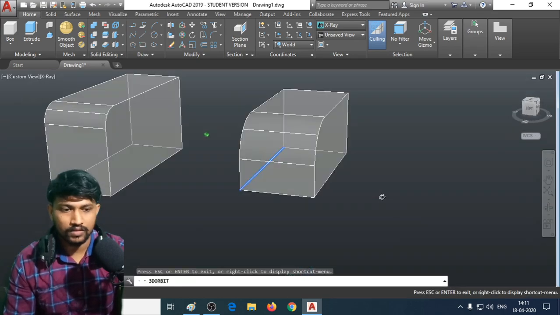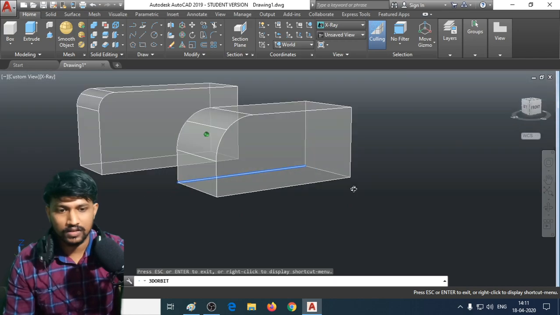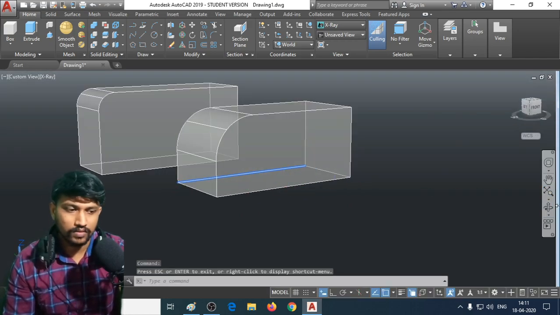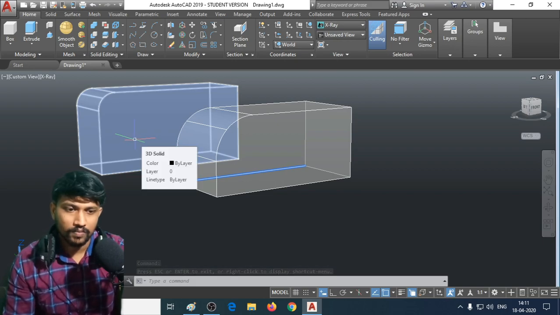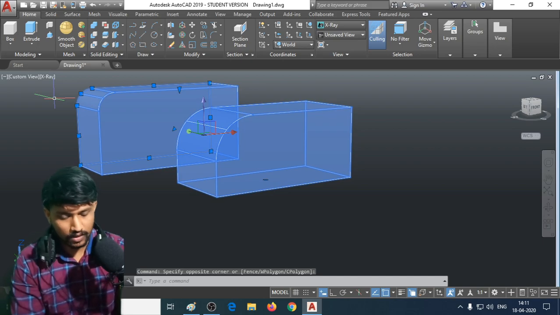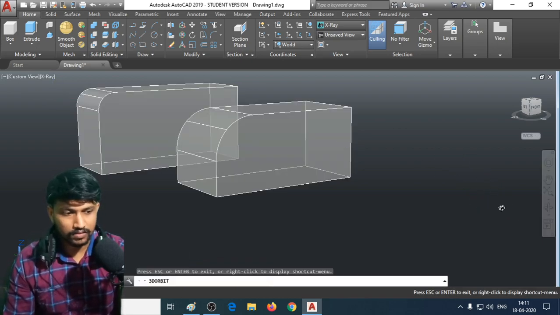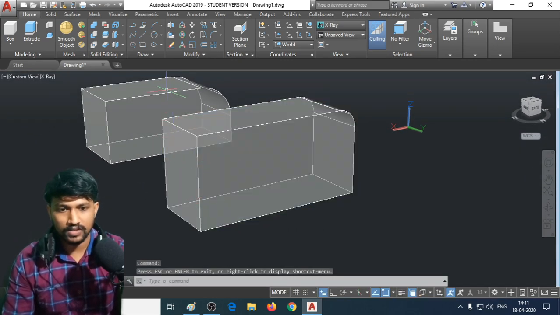Okay, so you can create the same object using two different ways, but it's up to you which method you want to follow. But my suggestion is go for the method that is going to take less amount of time. This is how we create fillet. Let us apply chamfer to this one also. Why can't we apply chamfer?